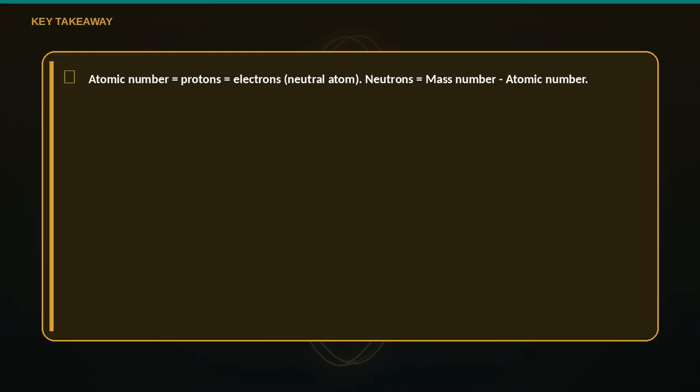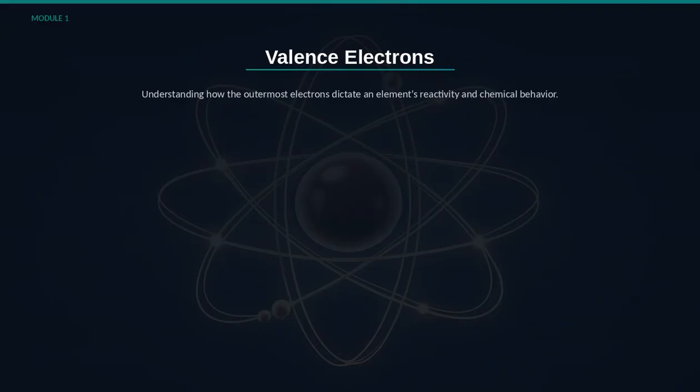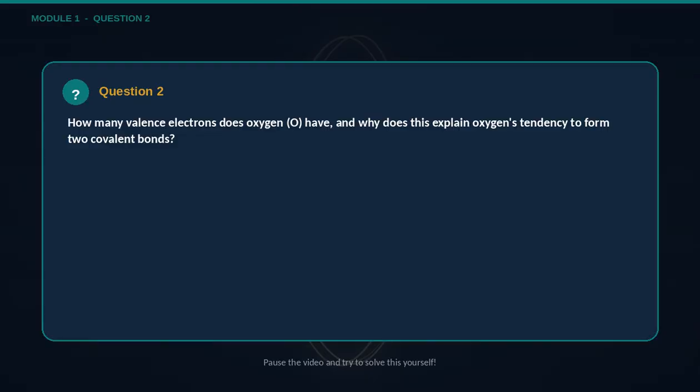Key takeaway: atomic number equals protons, which equals electrons in a neutral atom. Neutrons equal mass number minus atomic number. Now let's explore valence electrons. These are the outermost electrons that determine how an element behaves chemically. Question 2. How many valence electrons does oxygen have, and why does this explain oxygen's tendency to form two covalent bonds? Think about it.